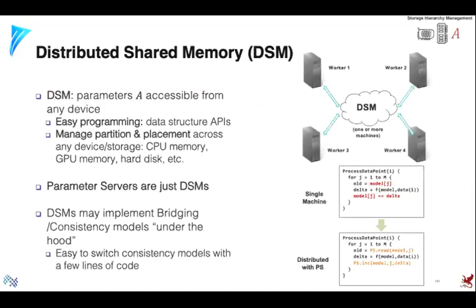So first, as background, let's introduce a concept called DSM, or Distributed Shared Memory. It's a simple concept that you can essentially think of as a piece of software that makes the parameters accessible from any device via data structure APIs that look a lot like vector or matrix accesses. Under the hood, the DSM system will manage the partition and placement across devices and storages in a way that the user doesn't see. A parameter server is basically an example of DSM, and DSMs can be conjoined with bridging and consistency models. Users can easily switch between BSP or asynchronous or even SSP with just a few lines of code.